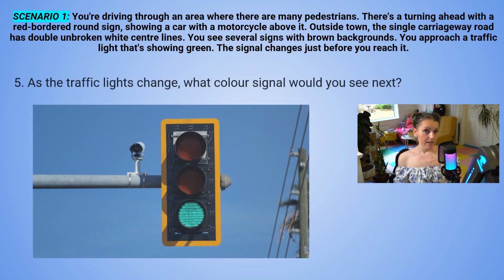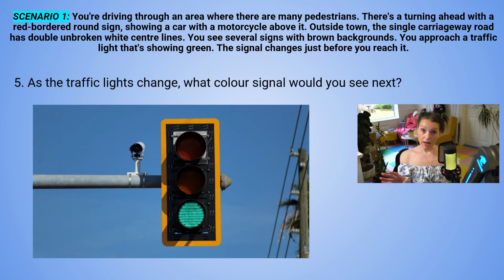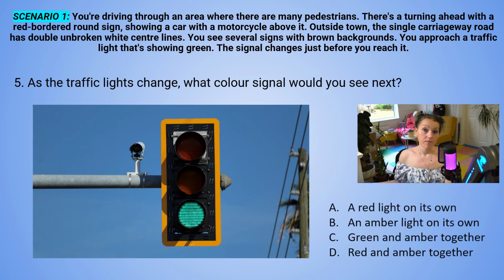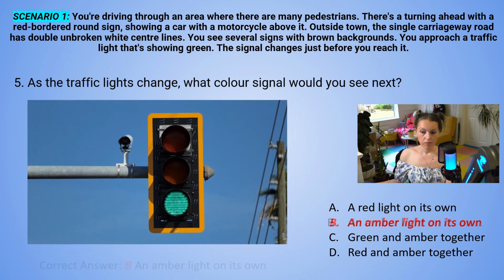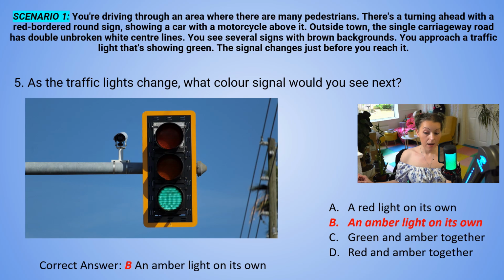As the traffic lights change, what color signal would you see next? So after you've passed by all these brown traffic signs, you approach a traffic light which is showing green. So what color signal would you see next? A. A red light on its own. B. An amber light on its own. C. Green and amber together. Or D. Red and amber together. And the correct answer is B. An amber light on its own.